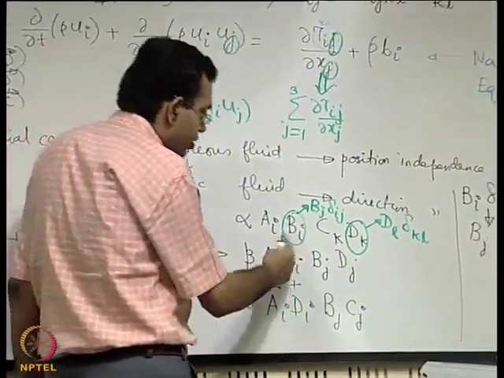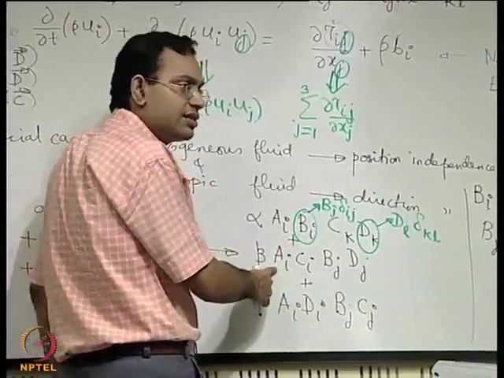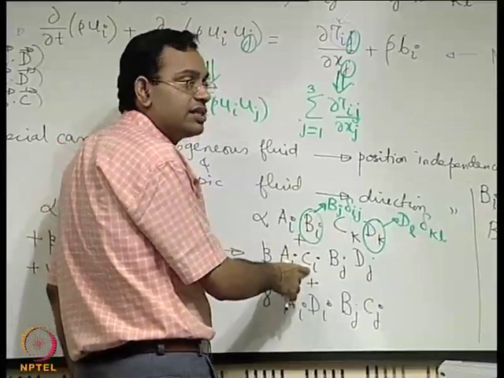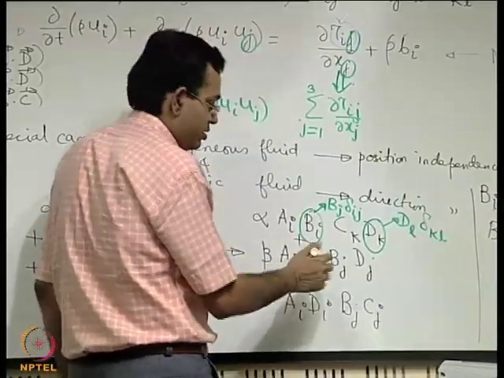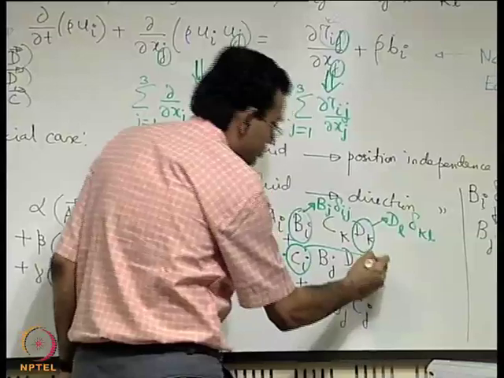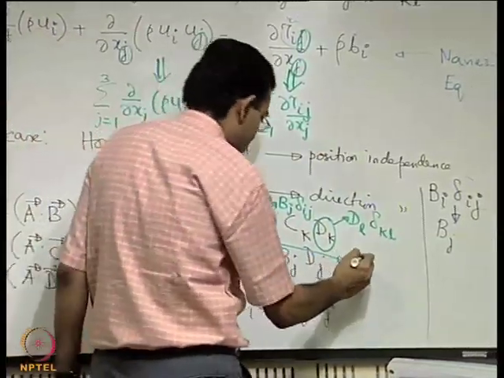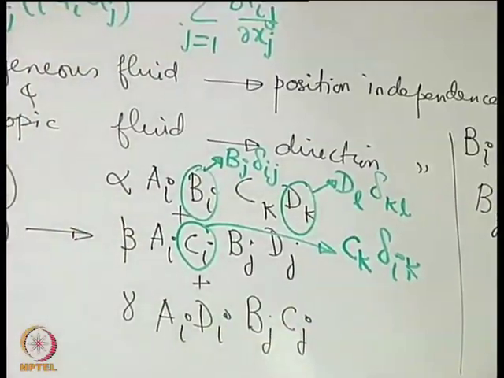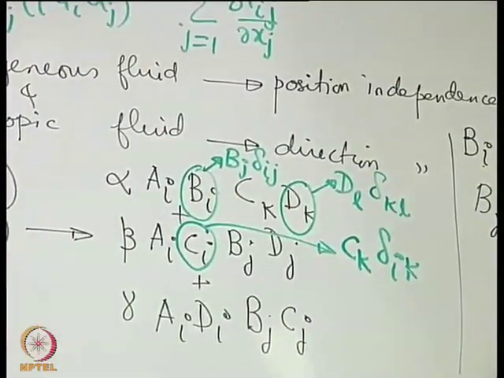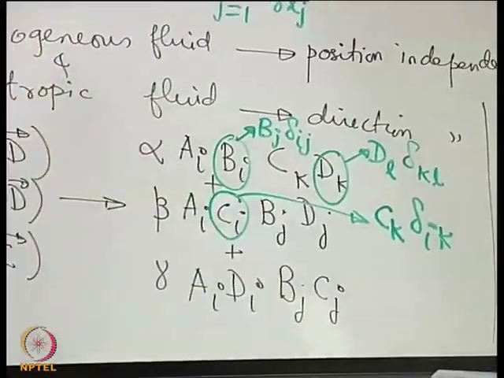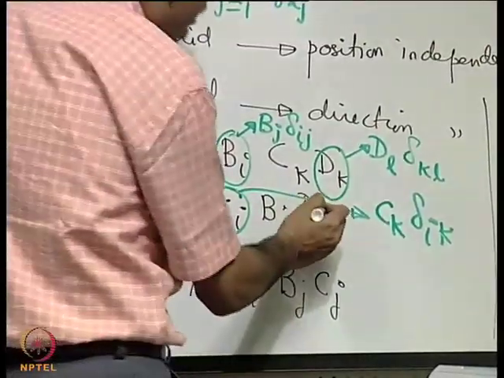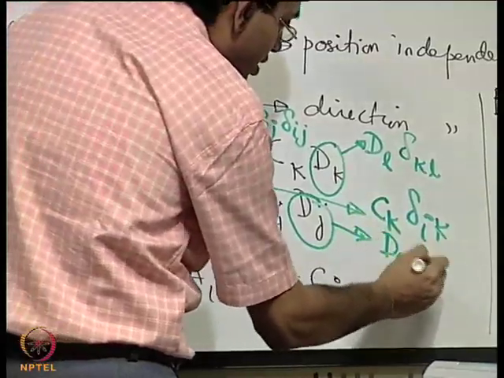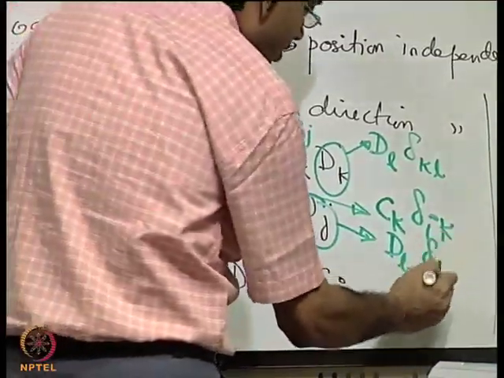Similarly, let us look into the second term. Let us say we keep A_i, B_j is there, we want to change C_i to C_k. So, what will be the transformation? C_k into delta_ik. Okay. It is a transformation from i to k, that is why delta_ik. Then we want to change D_j to D_l. So, D_l into delta_jl.